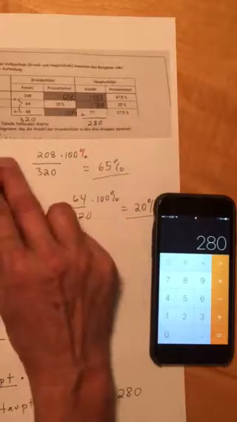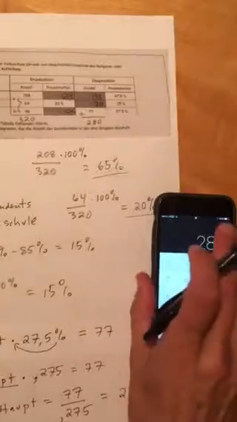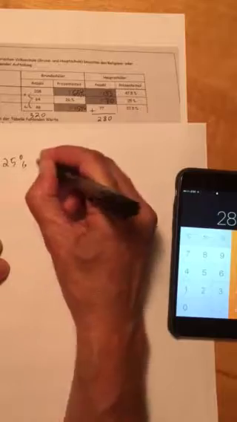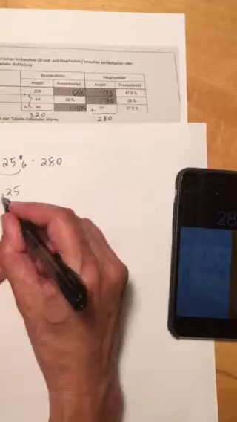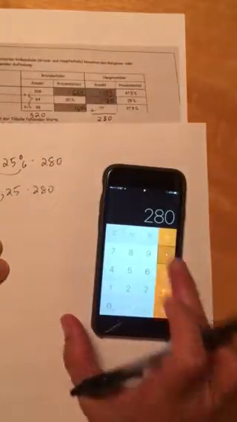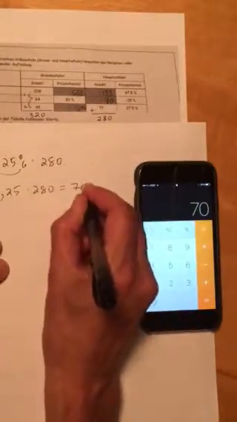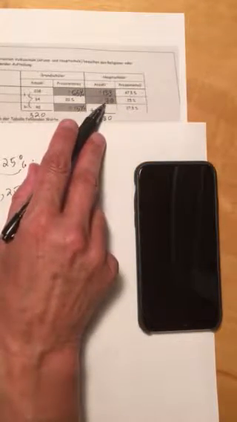25% take Evangelisch. So what is 25% of 280? 25% times 280 means that you have to move the decimal over, so you have 0.25 times 280. So 280 times 0.25 gives us 70. So that means 70 students take Evangelisch.